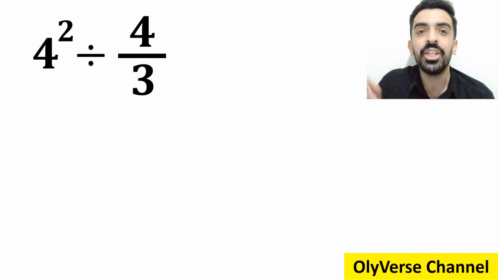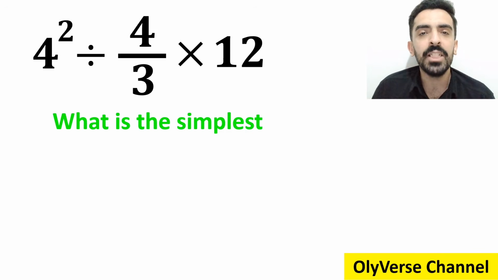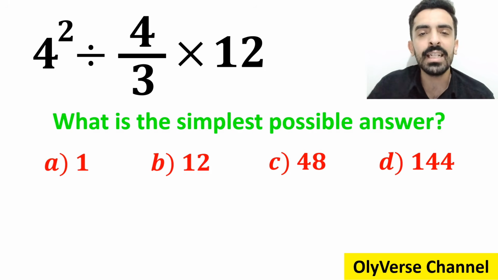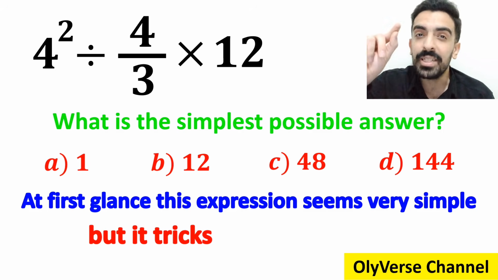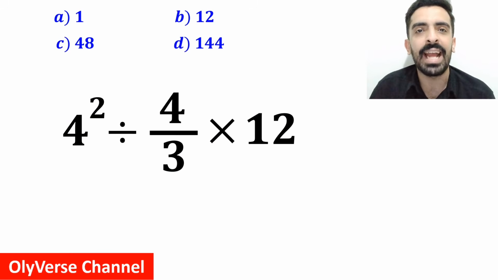If we have the expression 4 to the power of 2 divided by 4 over 3 multiplied by 12, then what is the simplest possible answer for this expression? Which option do you think is the correct answer to this question? At first glance, this expression seems very simple, but it tricks almost everyone. Let's go step by step and solve it together.